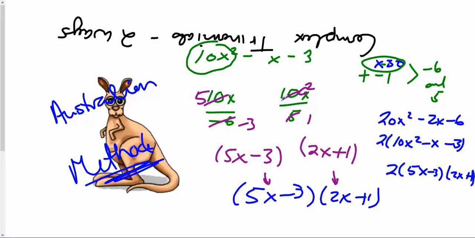So decomposition, simple trinomials, complex trinomials by decomposition, or complex trinomials using the Australian method, up to you, your call. Okay, enjoy, and a little bit of homework, a quiz tomorrow also.